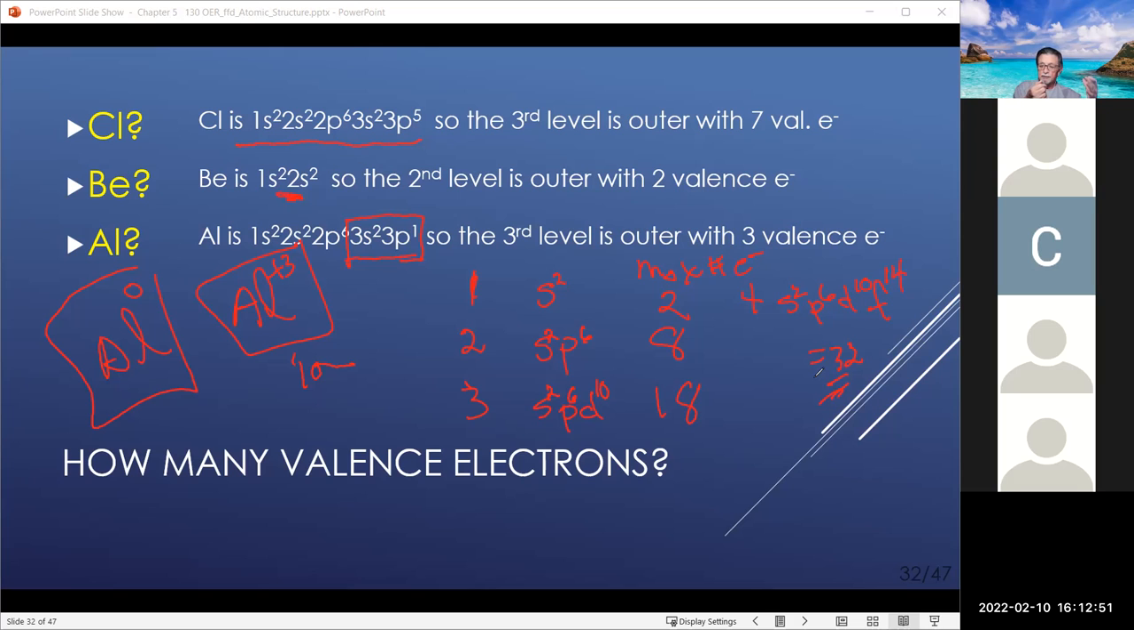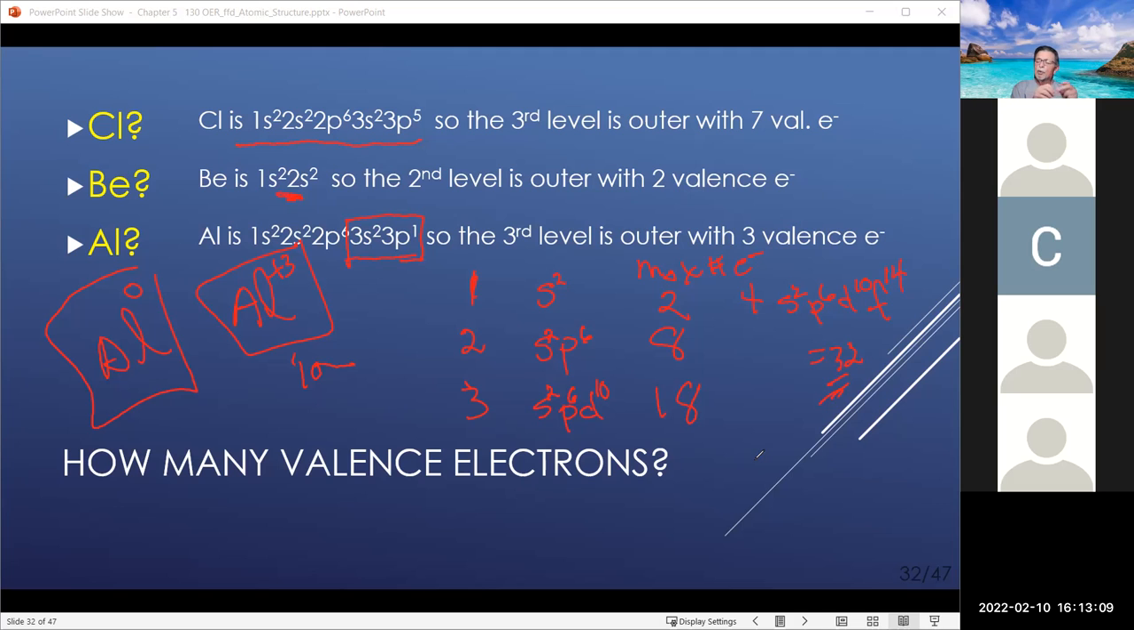Okay. Which means if you have an element that has 33 electrons, you got to hop up to the next energy level. You get into the fifth energy level. Okay. So, don't mistake the questions because it can be confusing sometimes.